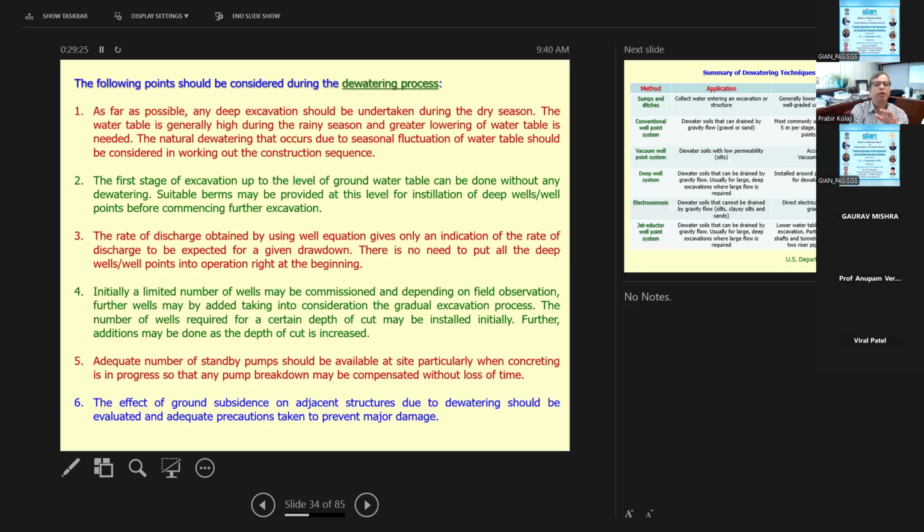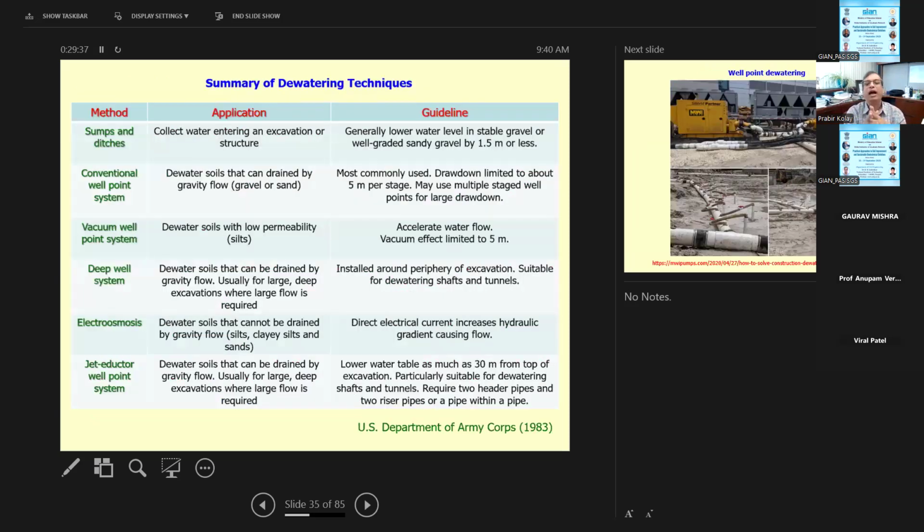The dewatering process, I'm not going to go into detail over here. As I mentioned, all these methods are there, so you need to see the design method. You need to check what type of pump size, which we already explained, so you can just read that. Summary of dewatering techniques: initially the methods are sumps and pumps and ditches, then the conventional well points, the vacuum well point, deep well point, electroosmosis and jet ejector well point system. These are the different systems, depending on how much capacity you want for the water table reduction. This is a summary of that and what type of soil is applicable.